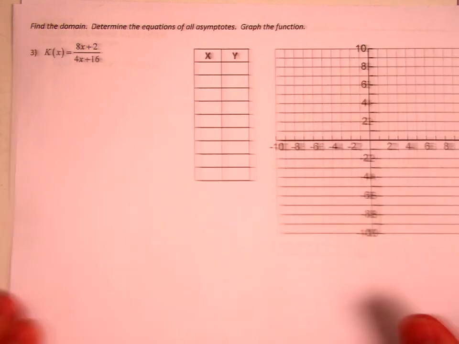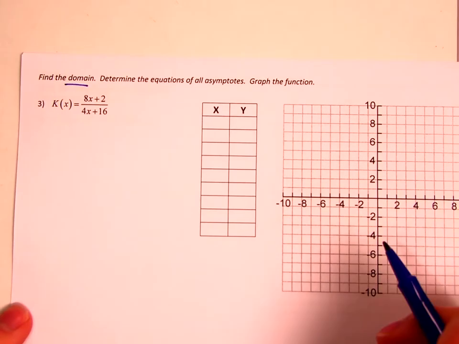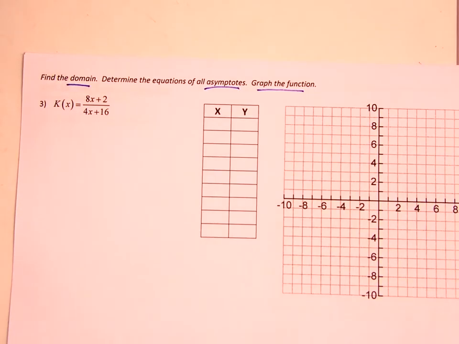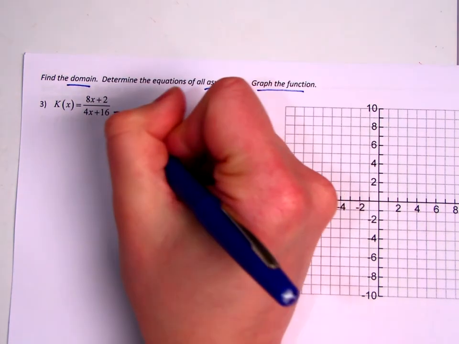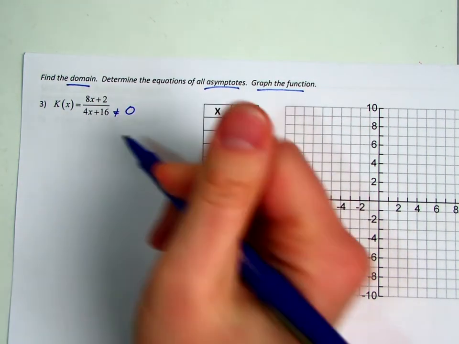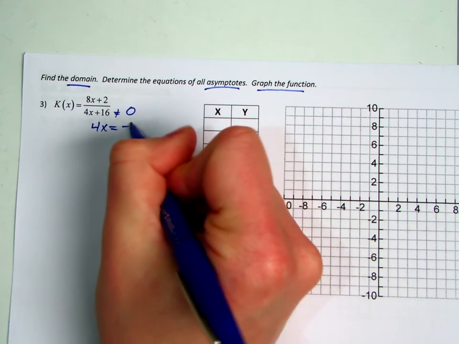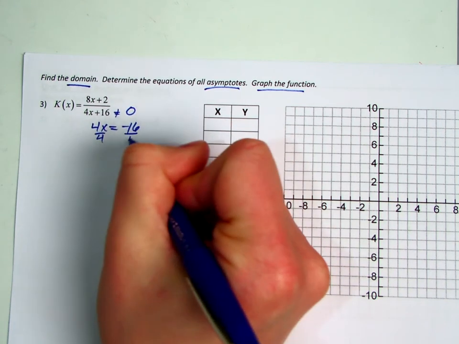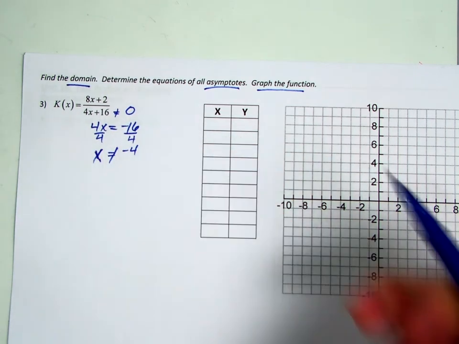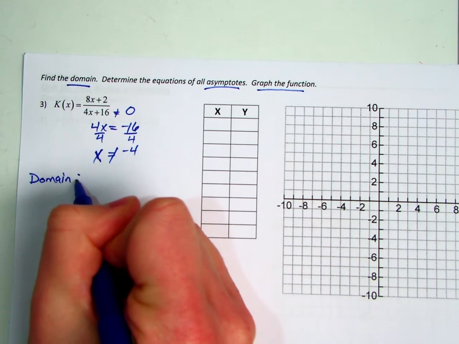All right, so this one requires that we find the domain, find all of the asymptotes, and then graph the function. So domain, remember, we're talking about the denominator and the fact that the denominator cannot equal 0. So we can go ahead and solve that. We would subtract 16 to get 4x equals negative 16, divide by 4, and x equals negative 4, and that's what's not allowed. So that tells me that my domain is every number except for negative 4.